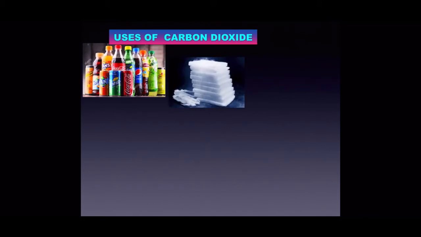Now before you can see a picture of dry ice. What is dry ice? Dry ice is the common name for solid carbon dioxide. It gets this name because it does not melt into a liquid when heated. Instead, it changes directly into a gas, a process known as sublimation.